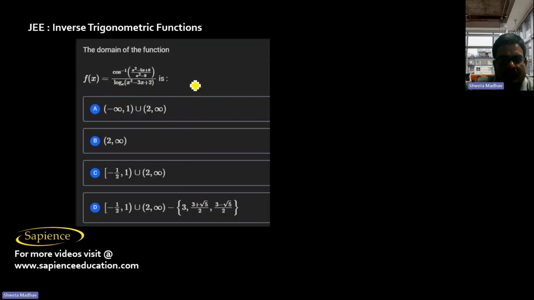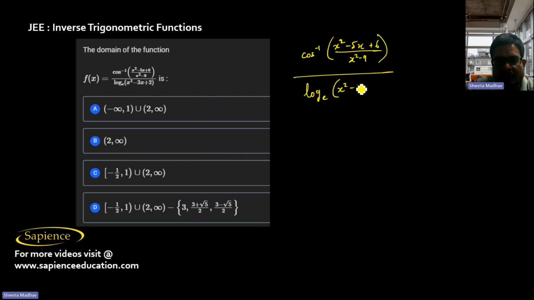Then here it is told to find the domain of the function f of x, which is cos inverse of (x square minus 5x plus 6) by (x square minus 9), divided by log base e of (x square minus 3x plus 2). So we have to find out the domain of this function.